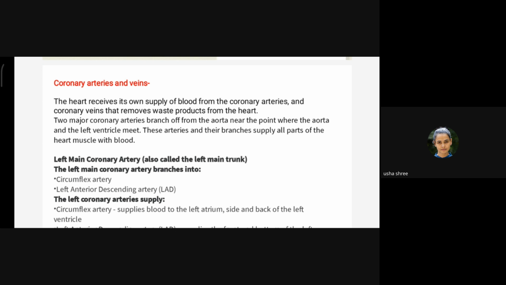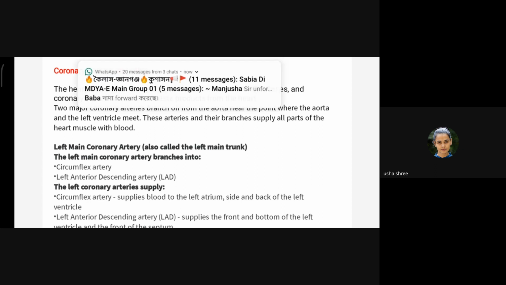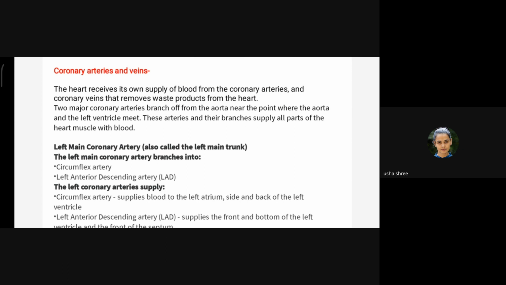Means for its own, the heart is supplying blood through the coronary artery. Is the concept clear? What is a coronary artery? It is the artery which supplies the blood that is needed by the heart itself. So the walls of the heart are supplied through the coronary artery and coronary vein. Means deoxygenated blood from the heart walls is carried by the coronary vein.